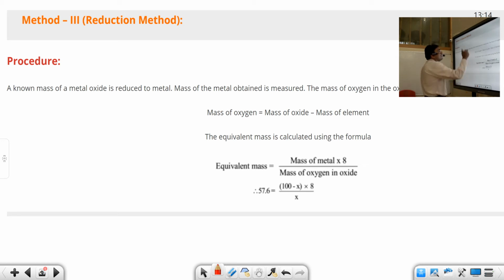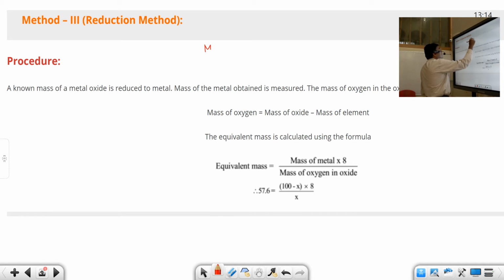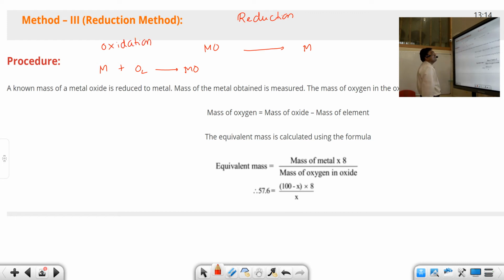Now students, there is another method. See, how do you reduce? A metal oxide will be there, and when you add something, you get metal. This is called the reduction method. What you have seen so far is the oxidation method: a metal plus oxygen gives rise to metal oxide. Now this is called the reduction method. Add some reducing agent here, and you get metal.